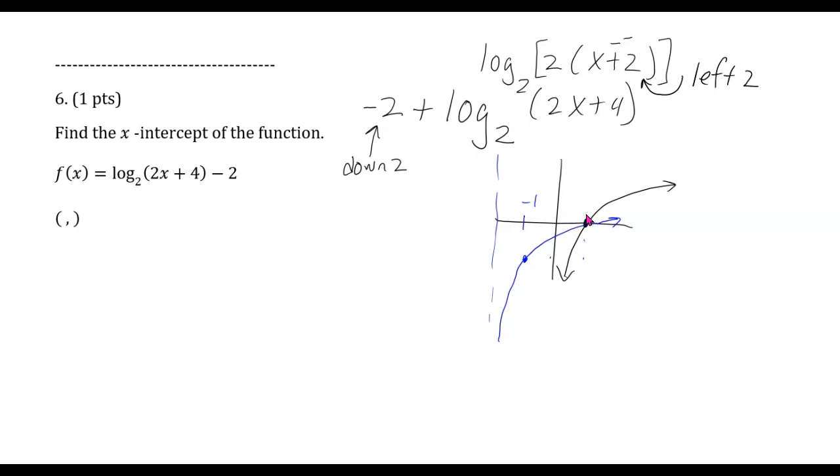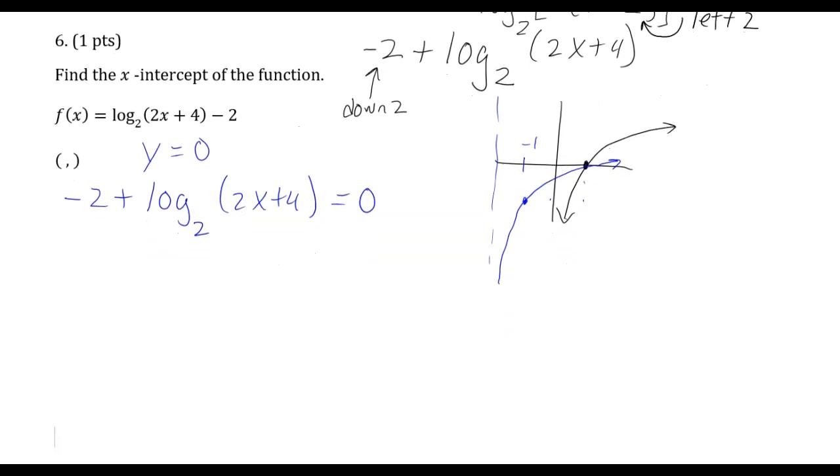What would the x-intercept be? Well, the x-intercept occurs when y is equal to 0. The y value is the function value here. So what we need to solve is the problem log base 2 of 2x plus 4 minus 2, or with a negative 2 plus the log at the front, equal to 0. I can move the plus 2 to the other side, and that will give me the next equation, which is log base 2 of 2x plus 4, which is equal to 2.